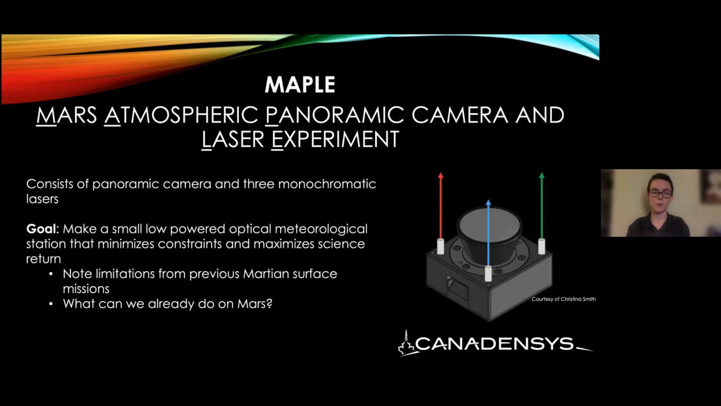That leads to MAPLE. MAPLE is the Mars Atmospheric Panoramic Camera and Laser Experiment. It consists of a panoramic camera and 3 monochromatic lasers, as you can see in that image there. The goal is to make a small, low-powered meteorological station using optics that can minimize constraints while maximizing science return. And we're trying to see what has been done on previous Martian surface missions, what we can already do there, and try to apply it with MAPLE.